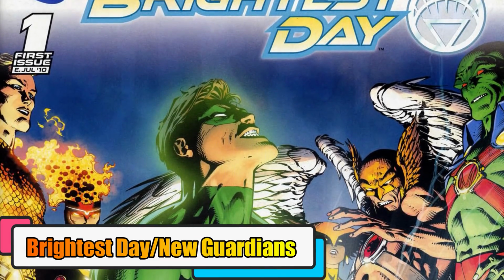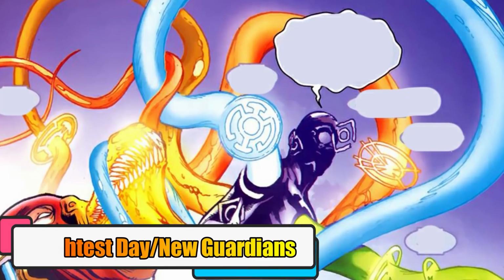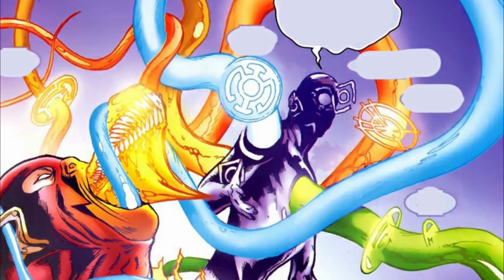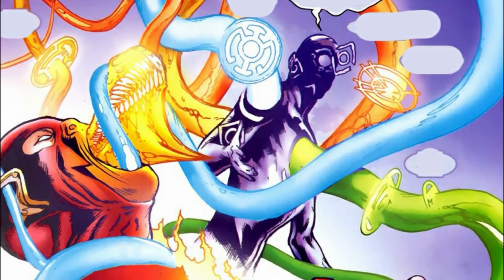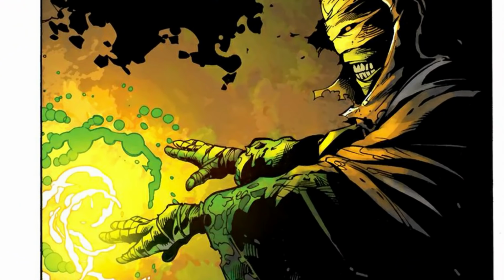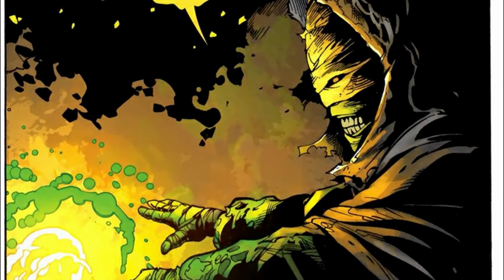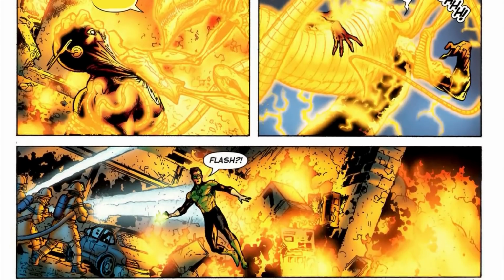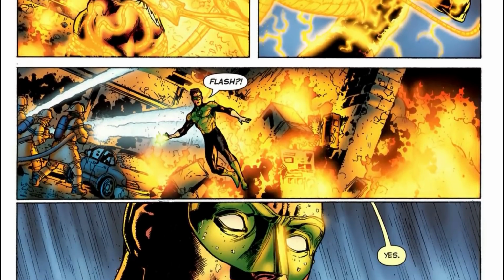Brightest Day / New Guardians. In this arc, Parallax is chained to a pillar. Underneath the pillar is the symbol of the core. Ion is also chained to a pillar with the symbol underneath it. Corona uses Parallax to go to Earth. Later, Parallax possesses Barry Allen with the objective of tormenting Hal. However, Corona rips Parallax out of Barry and takes him to some unknown place.